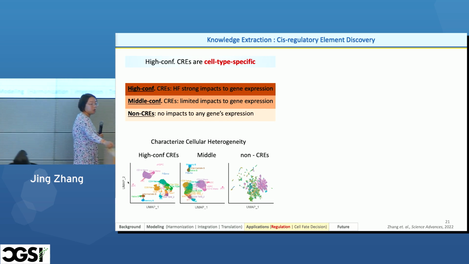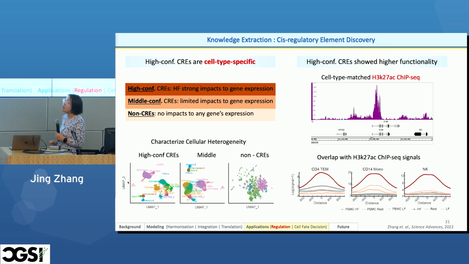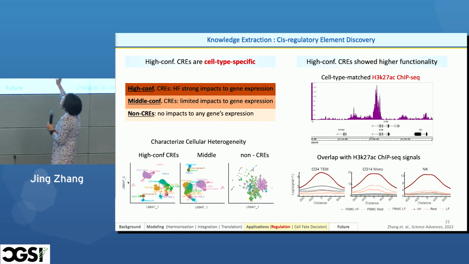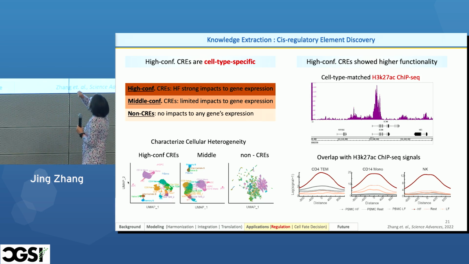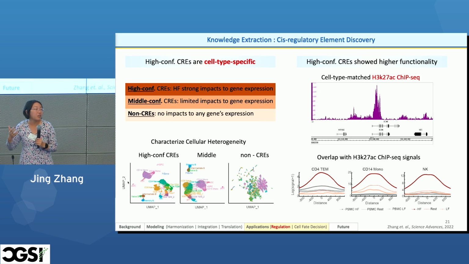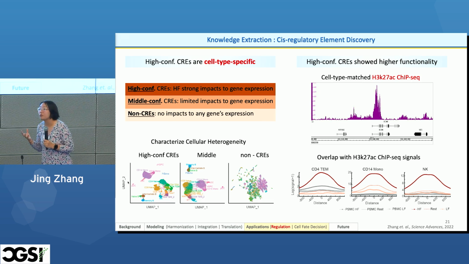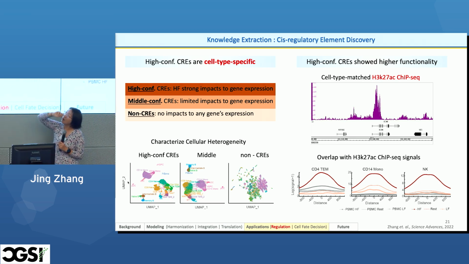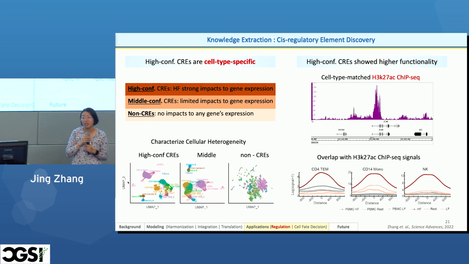And also we used independent Hi-C data to validate our results. And you can see this is the independent ChIP-seq data. That's H3K27ac ChIP-seq data, which is a canonical marker for active cis-regulatory regions. And we compared the ChIP-seq signal enrichment across those three categories of CREs.